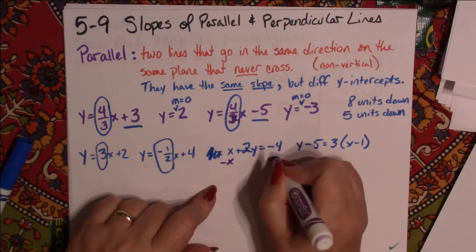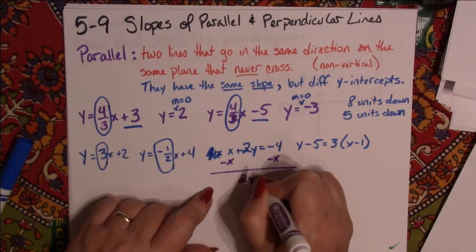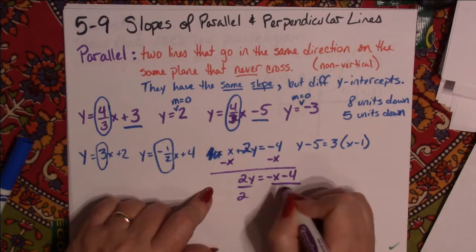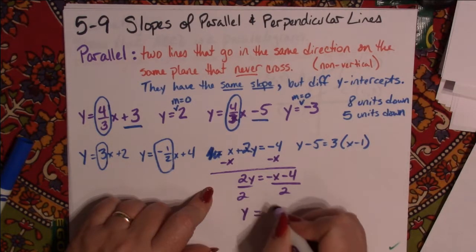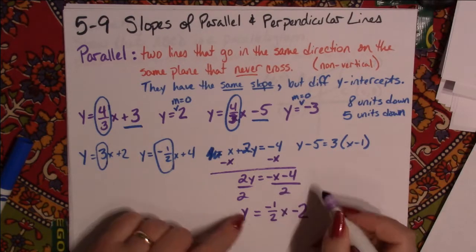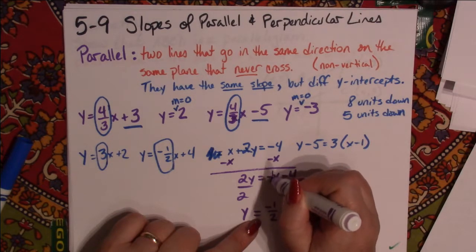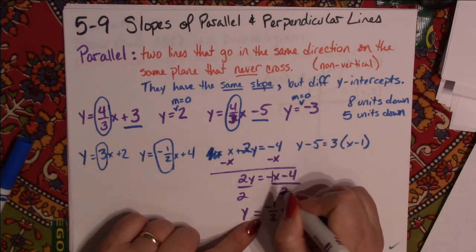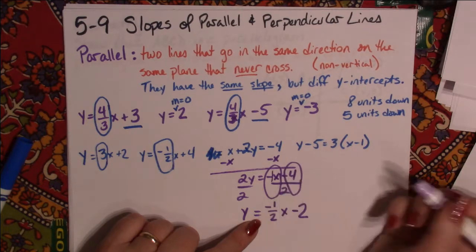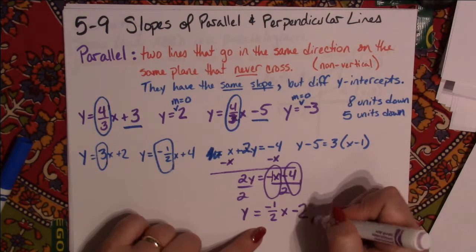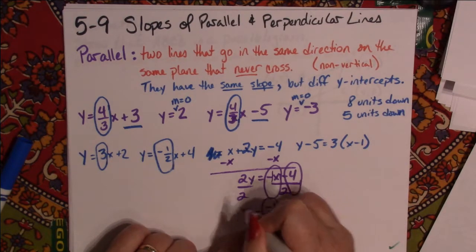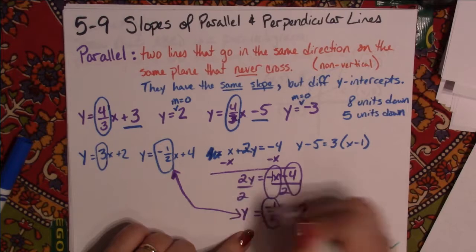I'm going to subtract x from both sides, so I get 2y equals -x minus 4, and I'm going to divide everything by 2 so that y equals -1/2 x minus 2. There's an imaginary 1 right here, and I can take this 2 and divide it here and here. And look, I've got a slope of -1/2. So these two are parallel.